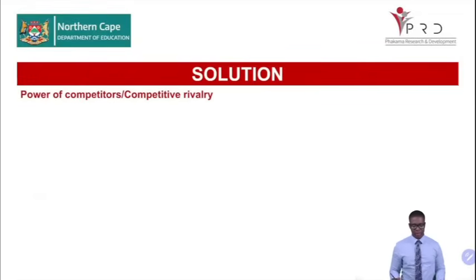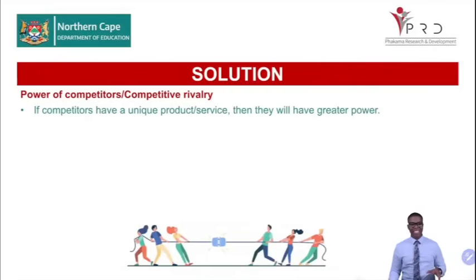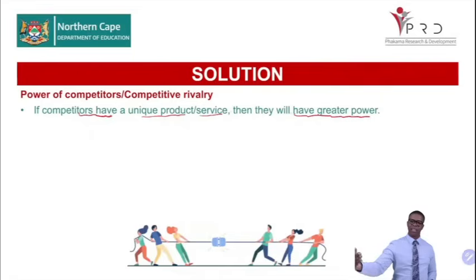Then another aspect is power of competitor or competitive rivalry. In this regard, the business will say, I am selling this product which is sold by another business who is competing with me because we are competing for the same customer. So you are checking, as a business, if the competitor has a unique product or service, then they will have greater power because they are having a unique product. You say, okay, I will not be able to attract new customers because my product might not be as unique as that of the competitor.